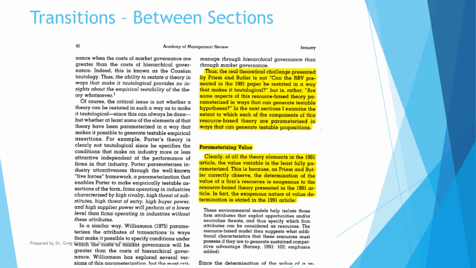Okay, so he said, now I'm going to talk about parameterization. The first one is parameterizing value. Clearly, of all the theory elements of the 1991 article, the value variable is the least fully parameterized. Okay, so he's done a transition where he connects the previous section to the next section. So the reader has a smooth flow in the logic he's presenting. And again, you see how things are divided up into sections with section headings.